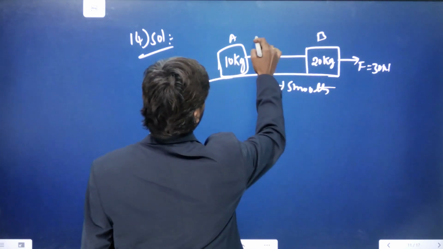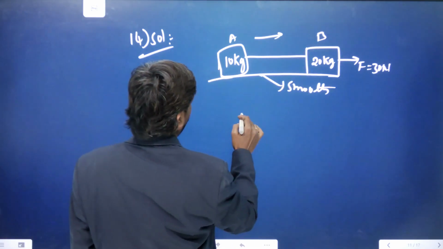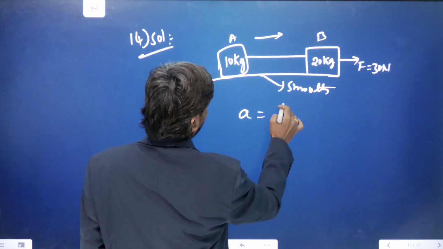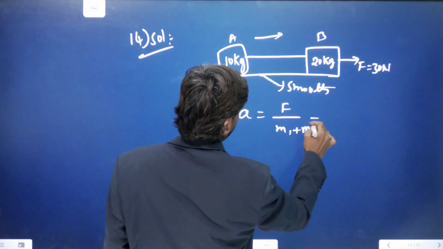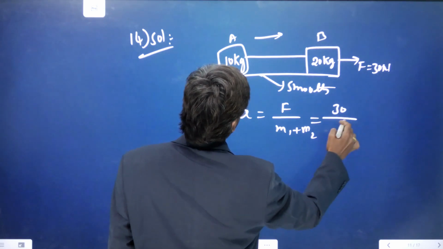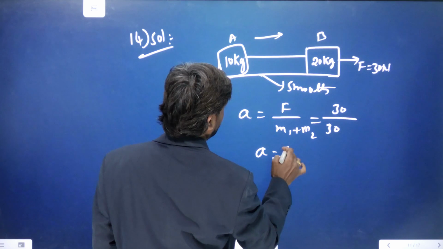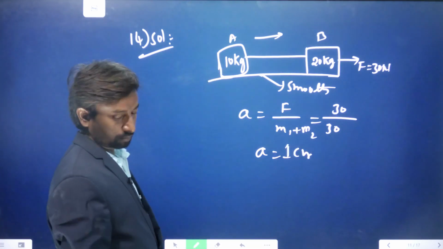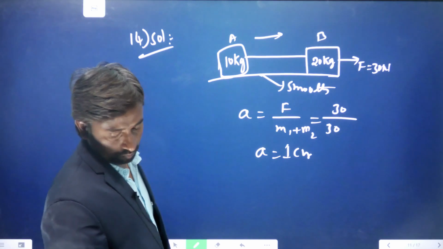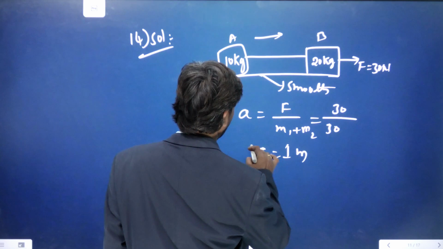Okay. So the acceleration of the system, we can write as capital M, F divided by m1 plus m2. Here it is 30 newtons divided by 30. So how much do you get? 1. Therefore the acceleration is 1 meter per second squared, because the value is given in meters.